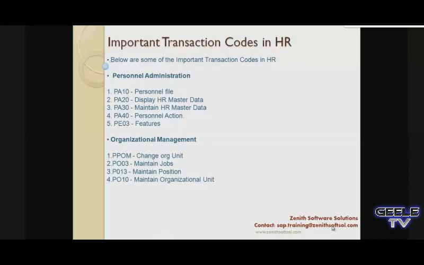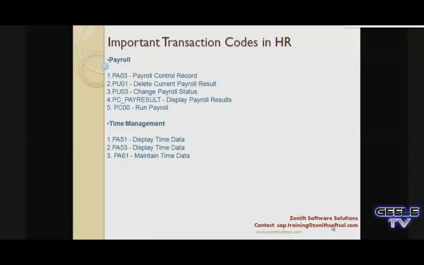Similarly, there are some transaction codes for organizational management, and there are some transaction codes for payroll, like PA03 for control record, PU01 to delete the current payroll results. So these are some of the important transaction codes in payroll, such as the fourth one, PC_PAYRESULT. If you want to display the payroll results of an employee, you use this transaction code. I will explain more in detail when we learn about payroll, which is a separate section.